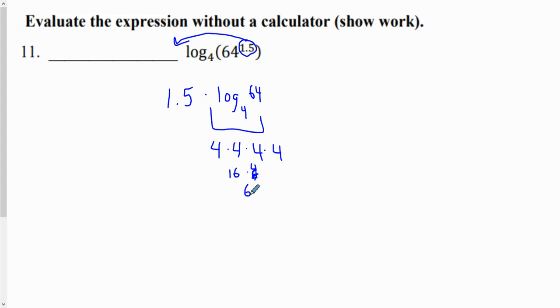So we get 64 there. And so we only needed 3. So 1, 2, 3, that's what this number equals. And so we have 1.5 times 3. And 3 times 1.5 is 4.5. And that wraps up those questions.